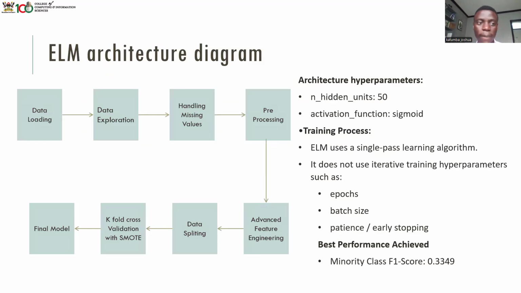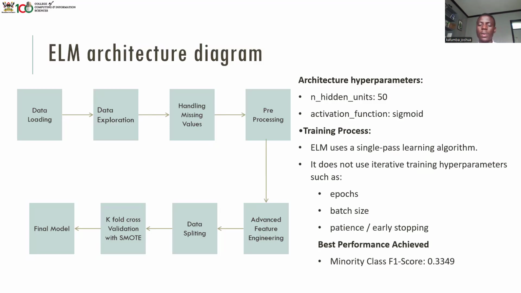Now this is the architecture. We had data loading, we had data exploration, handling missing data, then we did some preprocessing, advanced feature scaling, sorry, feature engineering, then data splitting, and for validation, I used what we call SMOTE. Yes, that was a cross-validation, and then I came up with the final model. So with architecture hyperparameters, we had units of over 50. Then we had a sigmoid function.